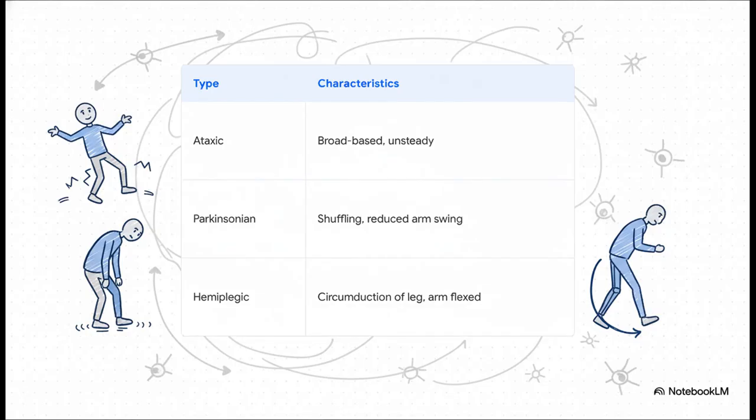You see, specific problems create these recognizable walking patterns. For instance, an ataxic gait is really wide and unsteady, almost making the person look like they're intoxicated. A Parkinsonian gait is known for its small, shuffling steps. And a hemiplegic gait, which you often see after a stroke, involves swinging one leg around in a stiff arc.